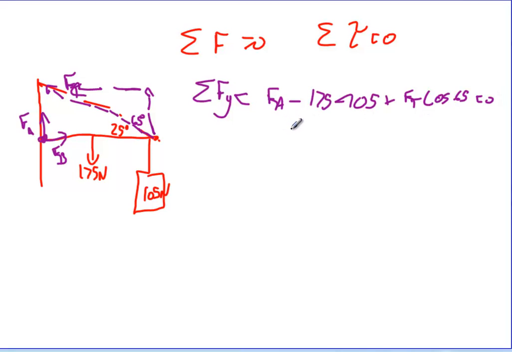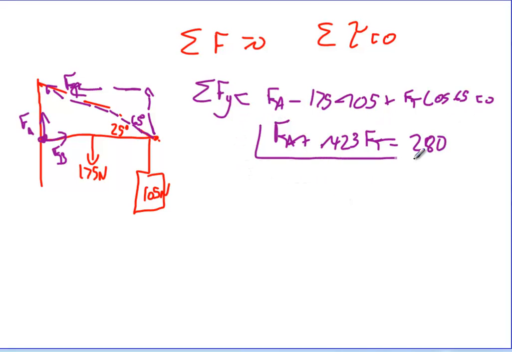Alright, so I have FA plus FT cosine 65, which I'm actually going to get a number for. Cosine of 65 is 0.423 essentially, so plus 0.423 FT equals 280. Okay, right? I just added 105 and 175 to the other side. Alright, so that's the net force in Y. Okay, now what can I do? We can go to net torque.